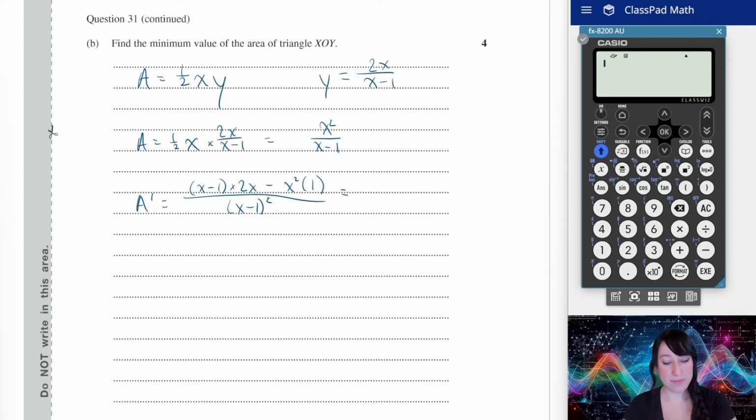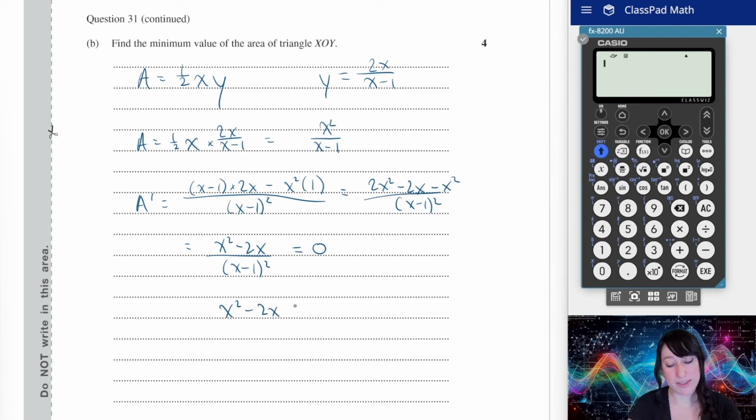Let's simplify that a little bit. Now, minimums occur at stationary points, and stationary points occur when the derivative is equal to 0. When you have a fraction equal to 0, the only way for that to be 0 is for the numerator to equal 0. So we'll solve x squared minus 2x equal to 0. We can do that by factorizing. So we'll have stationary points at x equals 0 and at x equals 2.